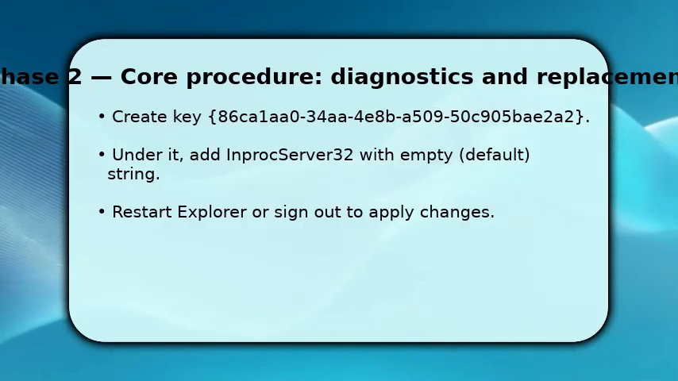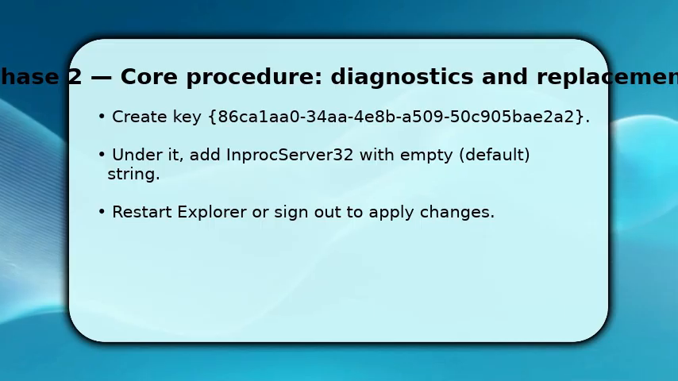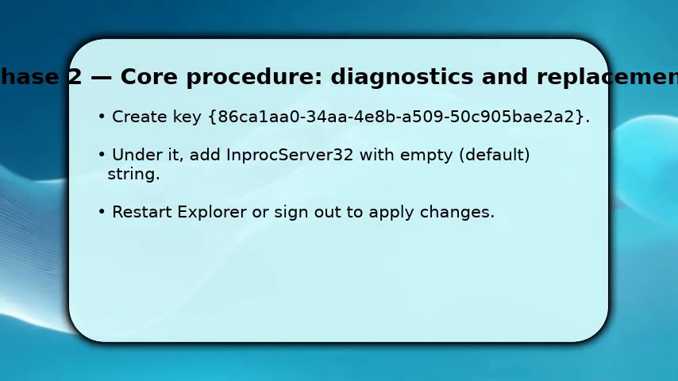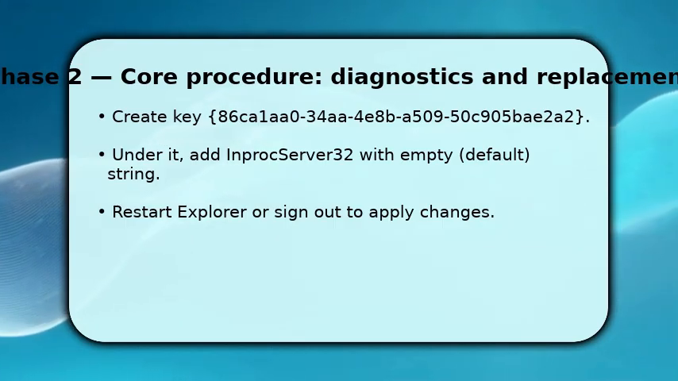Once at CLSID, create a new key named 86K1A0-34A4E8BA509-50C905B2A2. This key tells Windows to use the classic full menu. Next, inside that key create an InprocServer32 subkey and leave its default value empty. That empty string is intentional and is the switch.